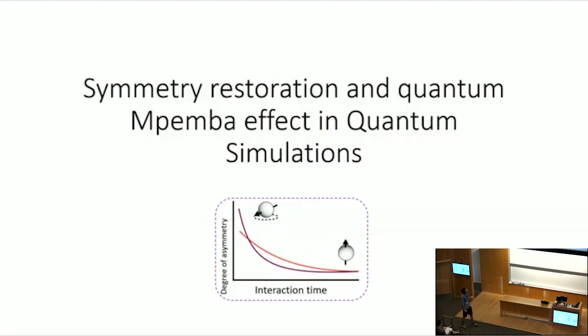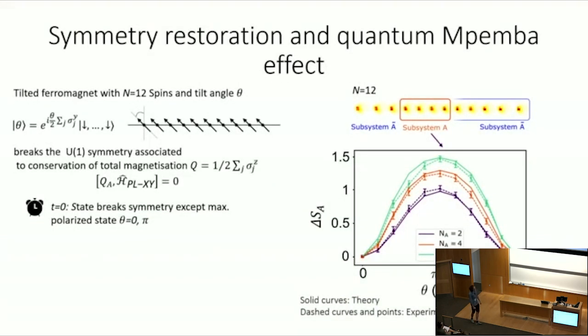Okay, so I introduced the setup, and I come directly to the results. What we first did: we have this XY Hamiltonian, and it conserves the total magnetization, sigma z, which generates a U(1) symmetry. The magnetization in our case is the charge operator. When we prepare a tilted ferromagnet, so we prepare the ions in some superposition state, we can see that the entanglement asymmetry is strongly broken for a tilt around pi half. But for the maximally polarized state, meaning the ferromagnetic states up or down with tilt angle 0 or pi, we have no symmetry-broken state in the subsystem. And as you can see, we have the same shape for different subsystems of our 12-qubit string.